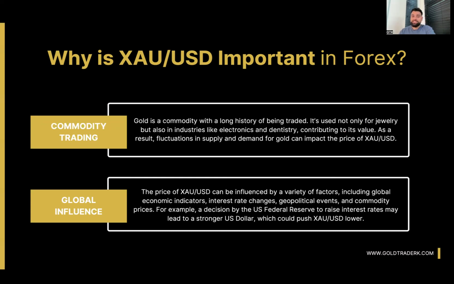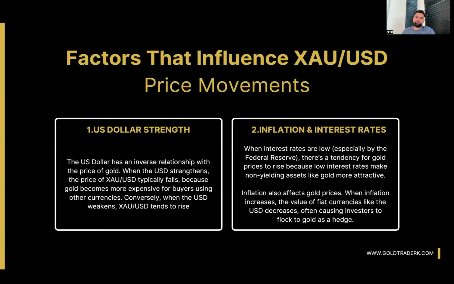Commodity trading. Gold is a commodity with a long history of being traded. It's used not only for jewelry, but also in industries like electronics and dentistry, contributing to its value. As a result, fluctuations in supply and demand for gold can impact the price of XAUUSD. Global influence. The price of XAUUSD can be influenced by a variety of factors, including global economic indicators, interest rate changes, geopolitical events, and commodity prices. For example, a decision by the US Federal Reserve to raise interest rates may lead to a stronger US dollar, which could push XAUUSD lower.